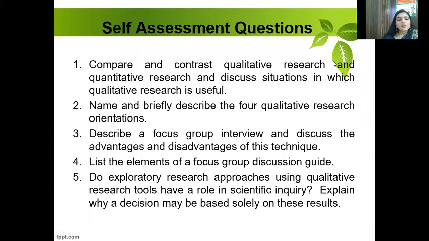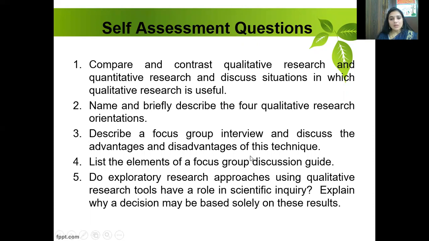Self-assessment questions. Number 1, compare and contrast qualitative research and quantitative research and discuss situations in which qualitative research is useful. We have started this presentation with the same thing. You can discuss some examples on qualitative and quantitative research, and qualitative research is useful in most exploratory research.